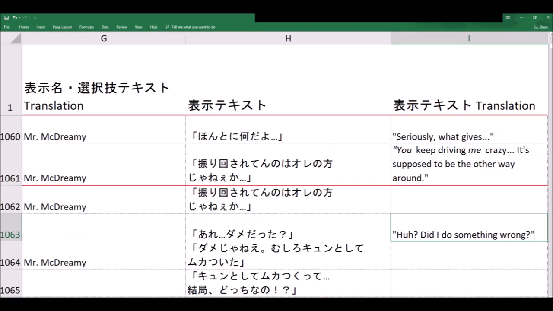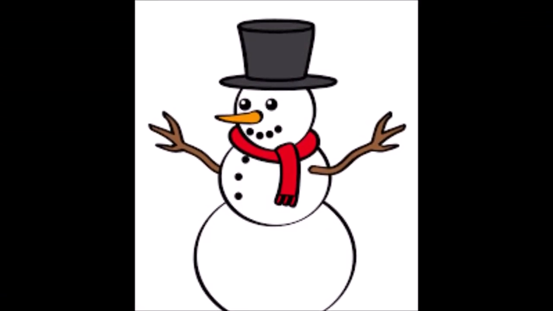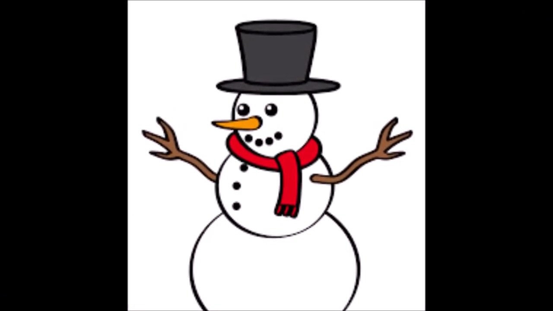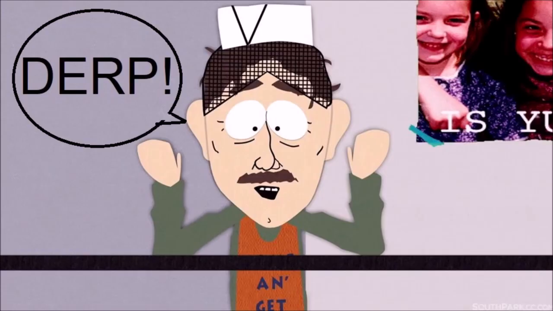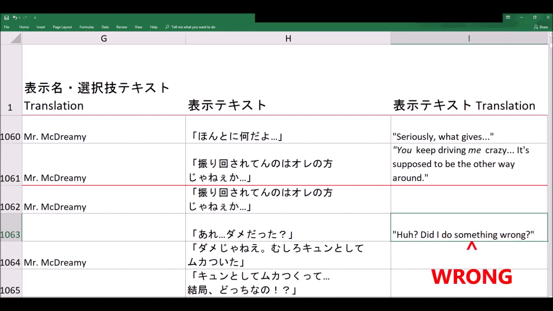Now, looking at this again, I did something wrong. While "are" can mean "huh," it can also mean "that" or "that thing." She's actually referencing giving him a snowman. That's what "are" actually means in this case. I didn't catch it because I just started translating in the middle of the scene, but I'm catching it now, while I'm doing narration. So actually that line should be, "Was I wrong to give you that snowman?" Or, "Oh, you didn't like that snowman?" But we'll go with the former wrong line since it affects my subsequent line translations, even though it's wrong.